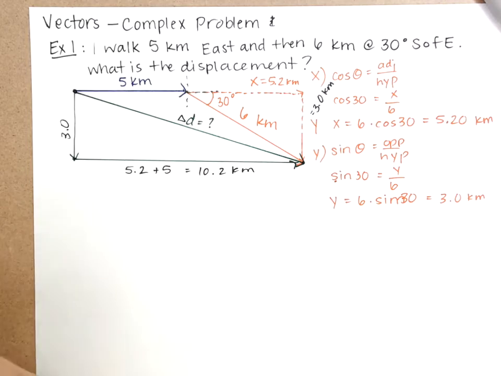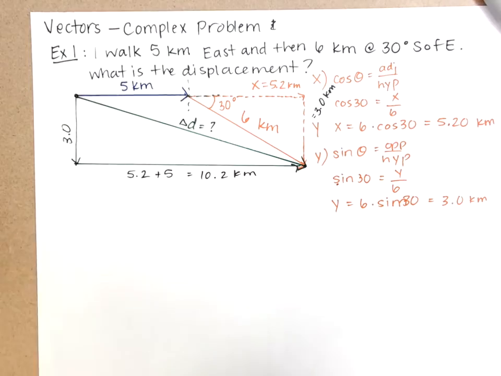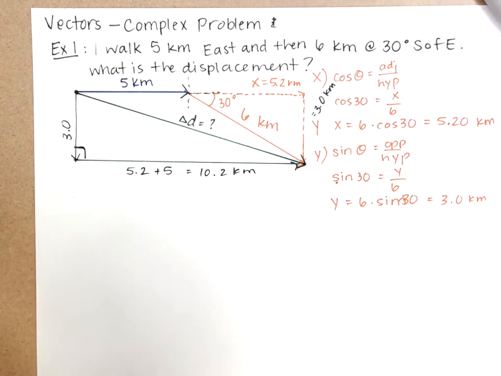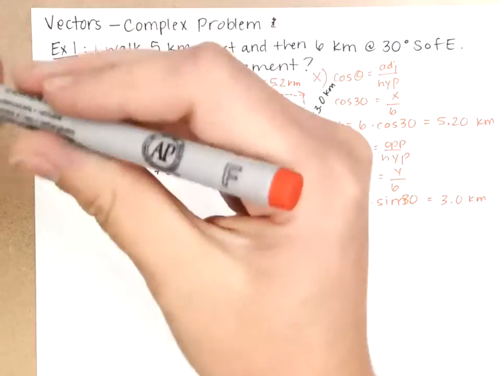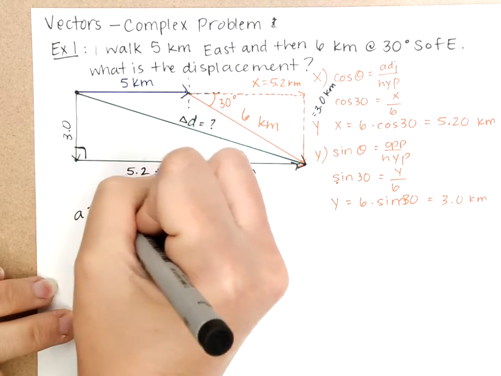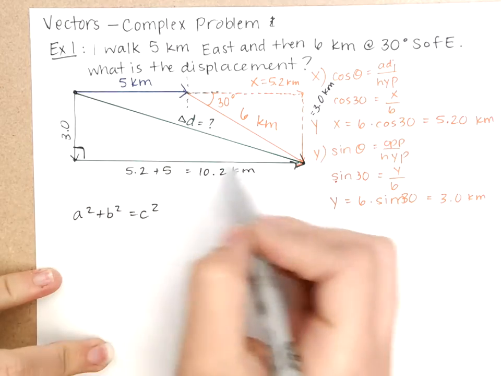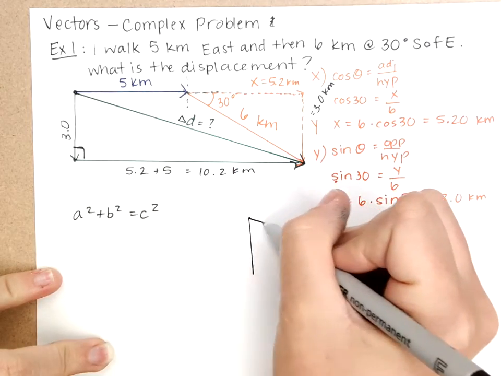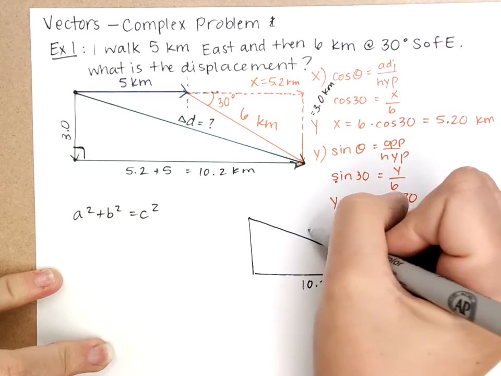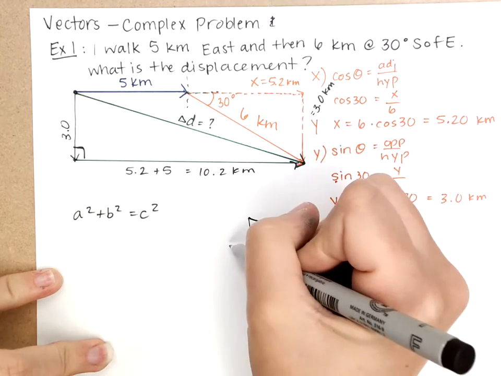Now you're thinking, okay, so we have this side and we have this side, but we don't have the displacement still. Well, this is a 90-degree angle right here, so we can use the Pythagorean theorem to solve. So we're going to get a squared plus b squared equals c squared. And just so you guys can see what I'm talking about, let's bring this green triangle out right here. There it is. This is 10.2. This is delta D, or also known as C. That's our hypotenuse. And this one's 3.0.